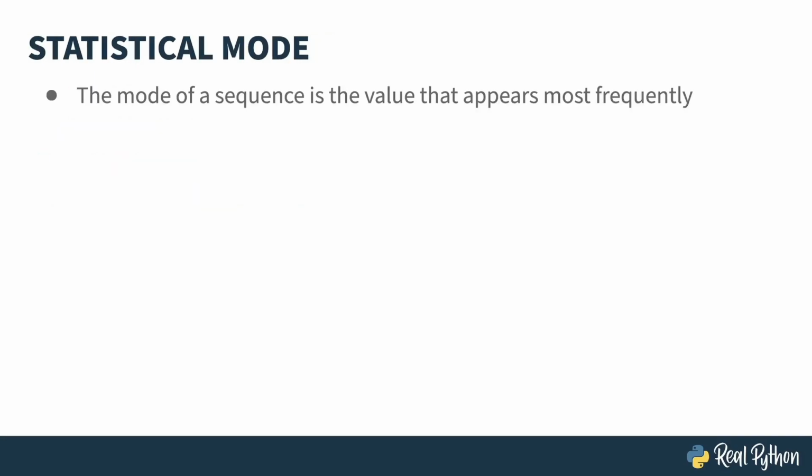The mode of a sequence is the value that appears most frequently. Consider the sequence 1, 2, 2, 3. The mode is 2. That is the value that appears most often. Let's write some code to calculate the mode. Dr. Seuss, eat your heart out.